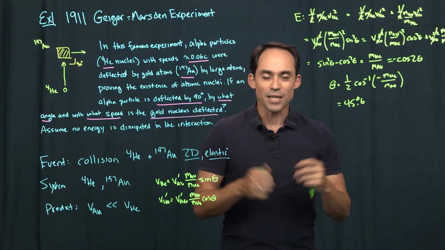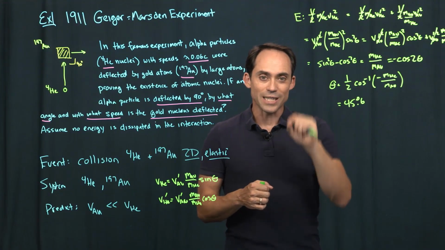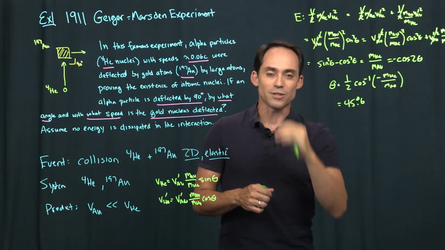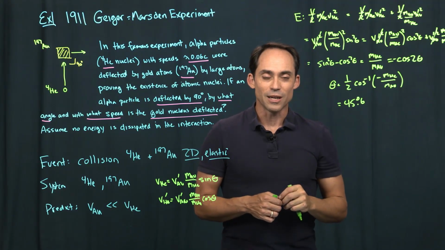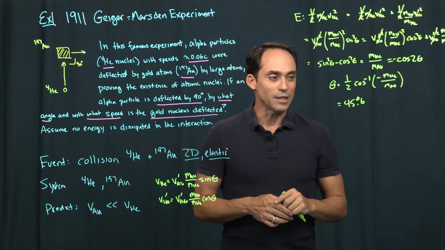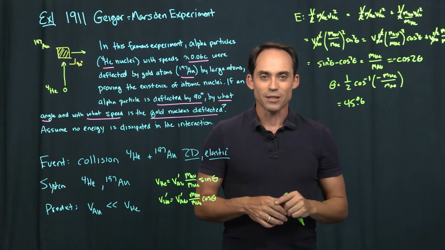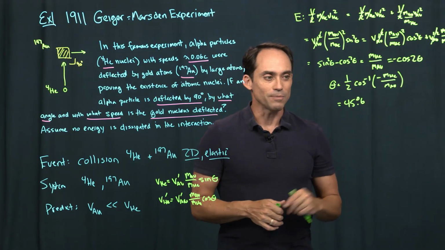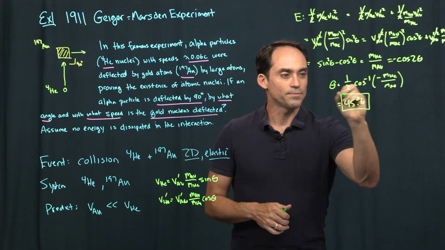And if you think about it, that kind of makes sense. If this alpha particle is doing exactly 90 degrees, it kind of pushes off at a 45 degree angle from the gold nucleus. So that's about what we would have expected, even though we didn't explicitly make that prediction. So let's put a box around that.